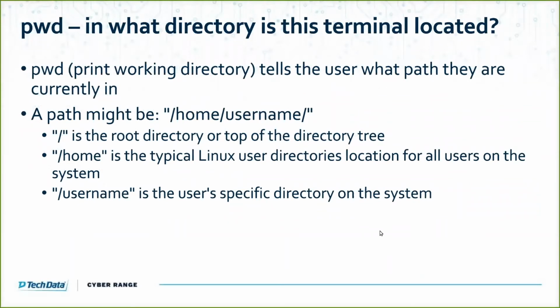So PWD, this is an important one. This basically tells you where am I. It's short for print working directory. It tells you the exact path that you are in. So for example, /home/username. Slash just by itself is known as the root directory in Linux, and it's at the top of the directory tree. /home is the typical user directory for all the users on the system, and then /username is your specific user. So in my case, it would be /home/John, for example.